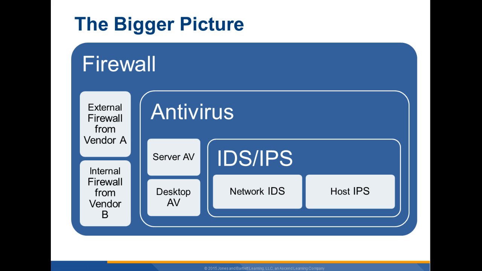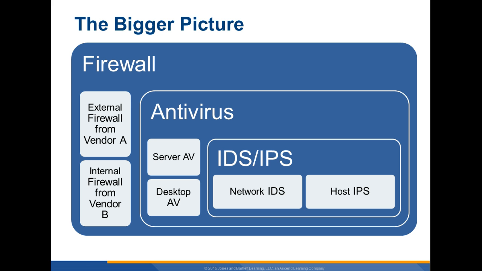The bigger picture, of course, is that the firewall typically sits between the LAN to WAN domain and the WAN domain, the system application domain. So we have the external and internal firewalls, and then the antivirus software that would be on a server and on a desktop, and they possibly would be different.